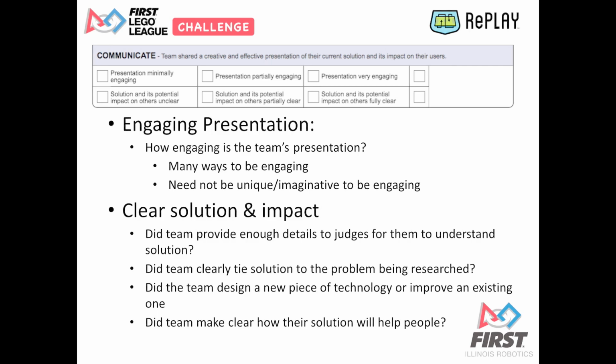Having the solution and impact be clear means that the team clearly conveyed to the judges enough detail about their solution that the judges understood it and how it connects to the problem they researched, and that the team shared information with judges about how their solution would be helpful to those who used it.